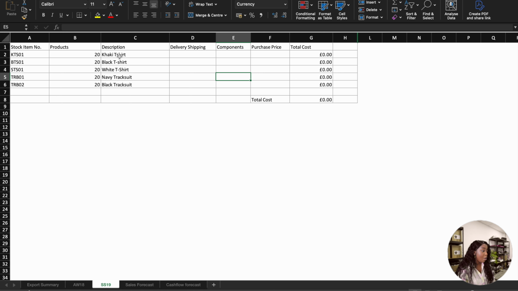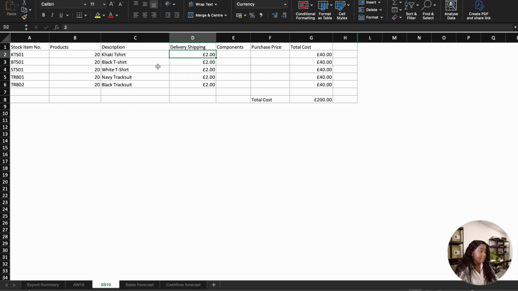So I've already popped in the description of my garments here, and I've also popped in how many of each garment I want to purchase. The reason why I actually have this table is to basically work out the total cost of the stock, so that when I hop over here, everything sort of populates nicely together. None of these figures are going to be accurate, it's just me popping it in, and as you can see, this figure is already totaling up the total cost.